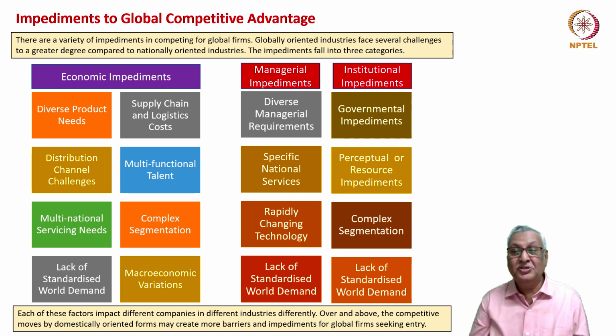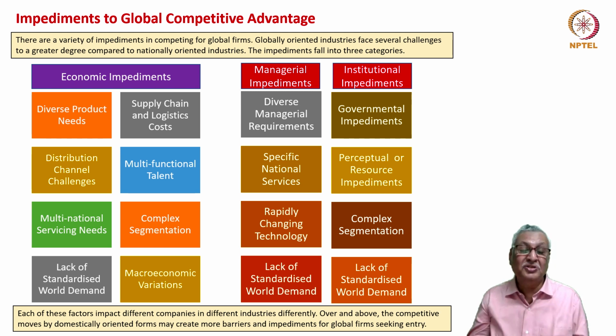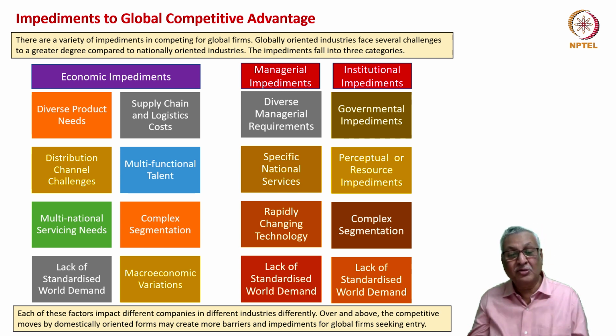Segmentation will be complex. Just because a product is segmented in a particular manner in one country, it cannot be the same. And product strategy, if it is developed with the largest market, may not serve well in the smaller markets. So there is a problem of economy in this. Lack of standardized world demand. Volatility of demand is a given in a multinational environment. Macroeconomic variations could be aplenty.